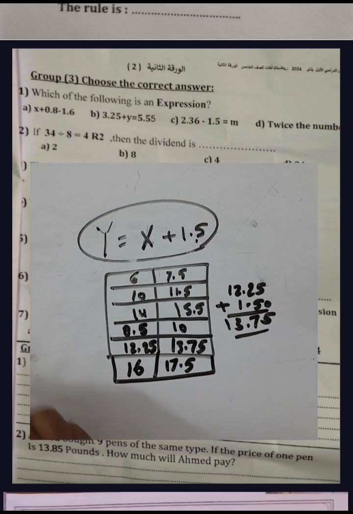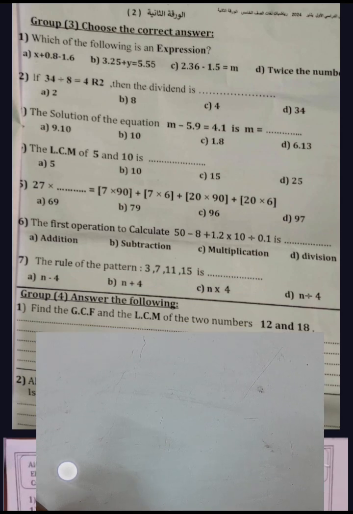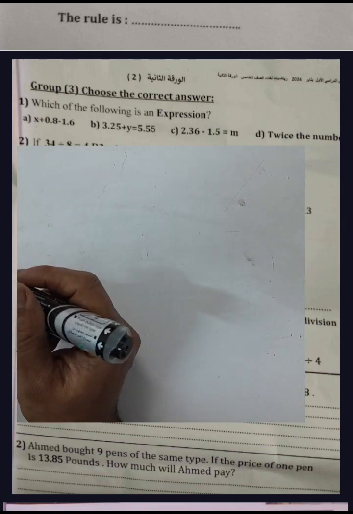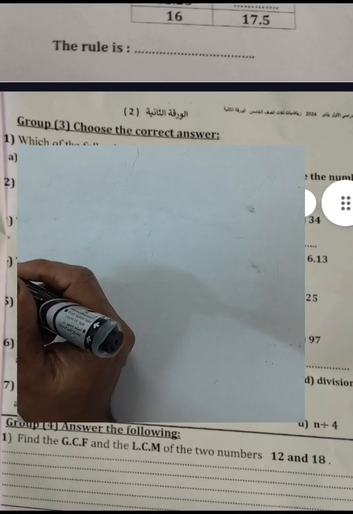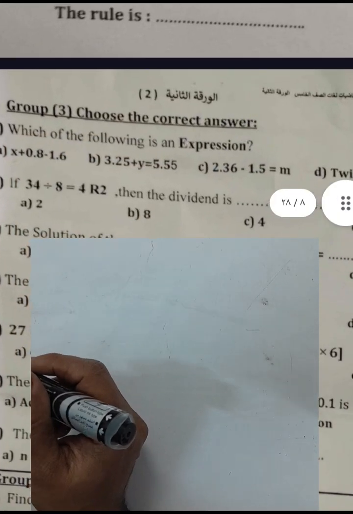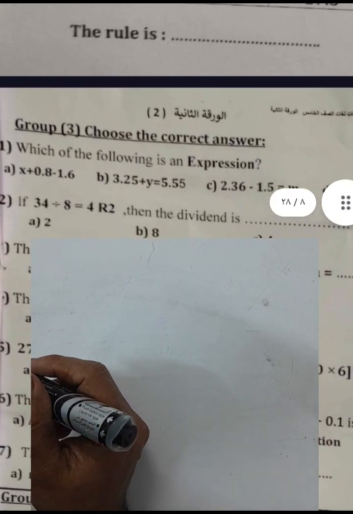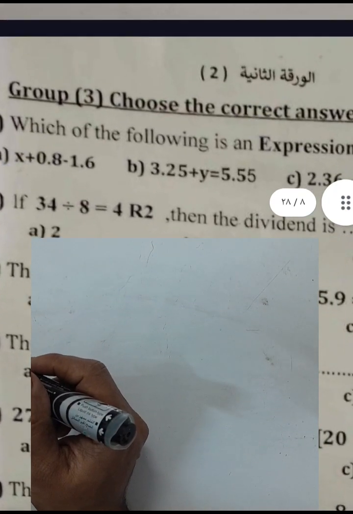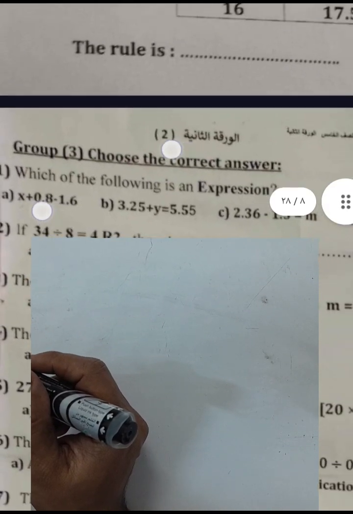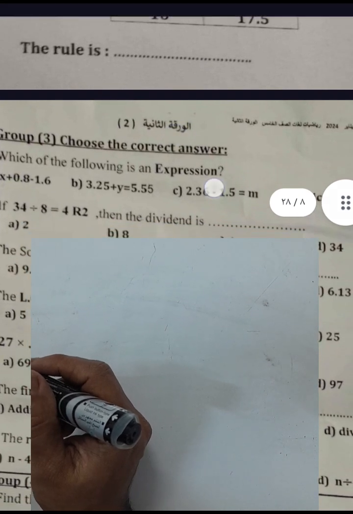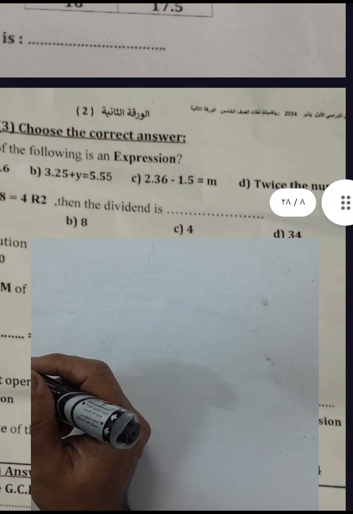Which of the following is an expression? Okay, pay attention to this example. What will the expression be here? An expression doesn't have the equal sign. Choose letter A, x plus 0.8 subtract 1.6, and letter B and letter C are equations, letter D is twice the number.